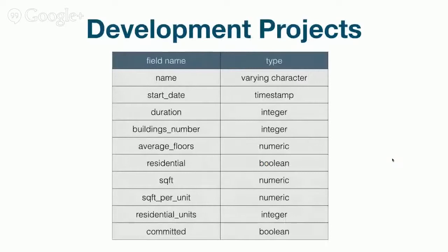So we've talked a little bit about development projects, and this is just a quick list of everything that you can specify in a development project. So the name, of course, the year, or even the month and day that it's scheduled to start, the duration in months to build, the number of buildings on the site, average number of floors, whether or not it's a residential building, the total square footage, the amount of square feet per unit in residential units, the number of residential units, and then the interesting one here from an UrbanSim perspective is whether or not that project is a committed project, whether or not it goes directly into the development pipeline or becomes a candidate project. And I'll come back to that in a minute.